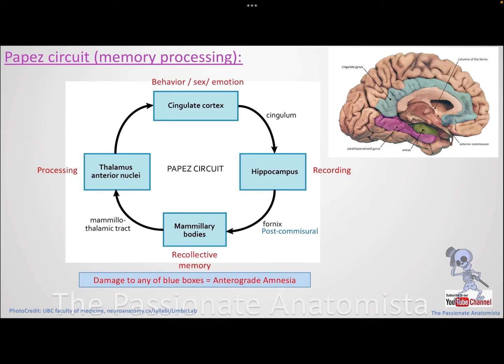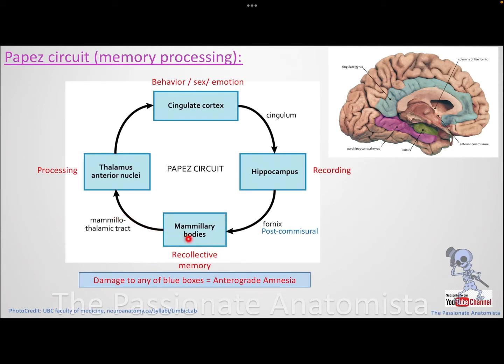The cingulate gyrus, like I told you guys previously, is important for behavior, sexual interactions and emotions. You need to have information, and then you need to react to that. The cingulate, and then like I told you, the hippocampus is important in recording. All parts of the hippocampus are important in recording. And then you take the fornix by postcommissural fibers, you reach the mammillary bodies, like I showed you in the fornix diagram. And mammillary bodies are important in recollective memory.